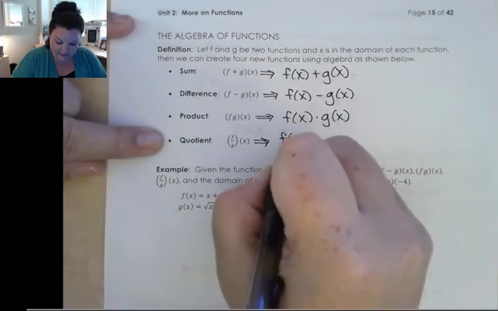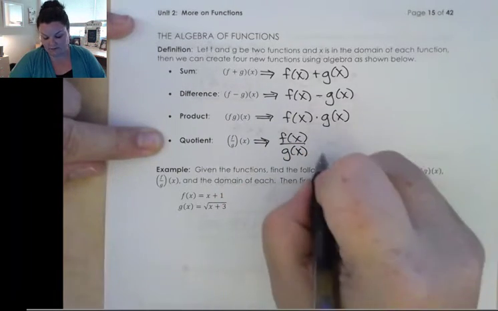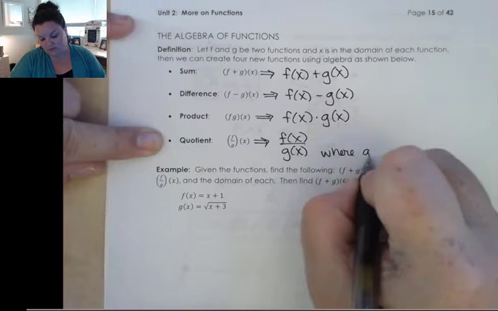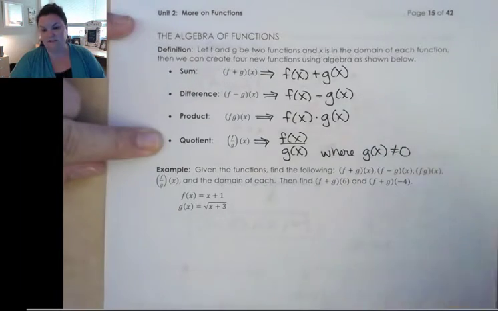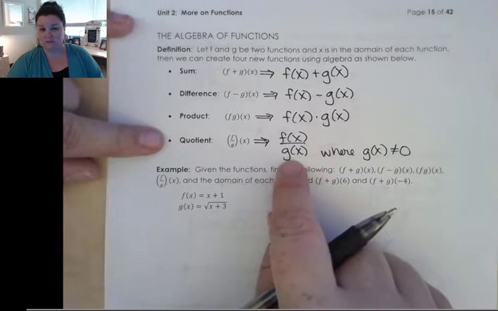And then our quotient function is f over g of x. That means we're taking our f of x function and putting it on top of our g of x function, where g of x is not equal to 0. So that's another domain restriction. Now we'd have to worry about where that function equals 0.